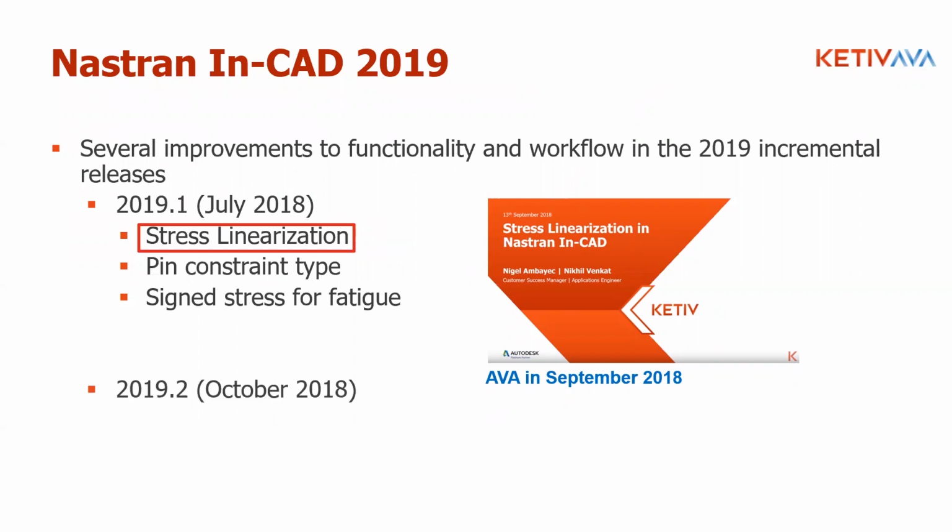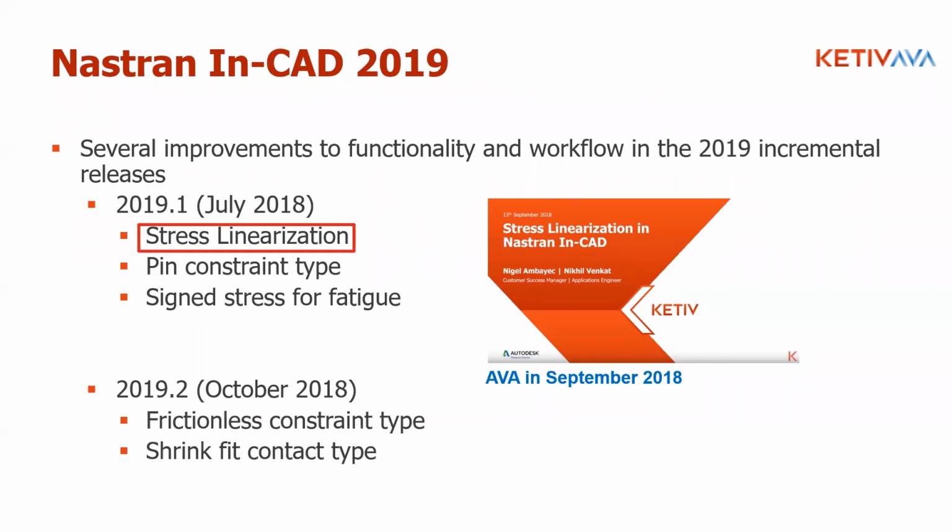There was another incremental release in October of 2018, and this was slightly less, I guess it wasn't as big. So there were a couple of little additions in here. There was a new constraint type called the frictionless constraint type. And then there was a new contact type as well, which made it easier to model shrink fits and interference fits.